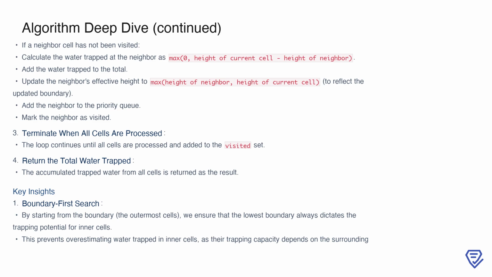Next, we update the neighbor's effective height to reflect the current boundary's height. This is done by taking the maximum of the neighbor's original height and the current cell's height. This adjustment ensures that the boundary is dynamically updated as we process the cells. The neighbor's cell is then added to the priority queue, and its coordinates are marked as visited to avoid redundant processing. This loop continues until all cells in the grid have been processed and accounted for.